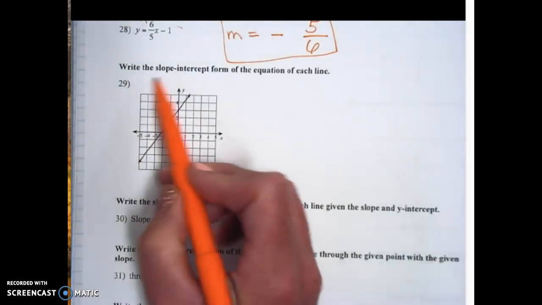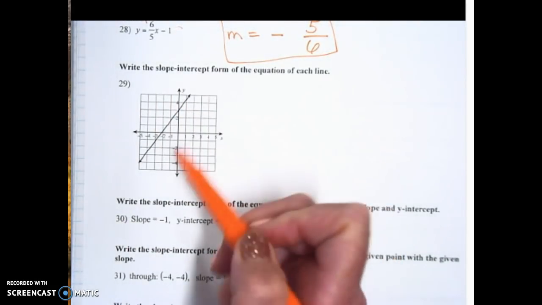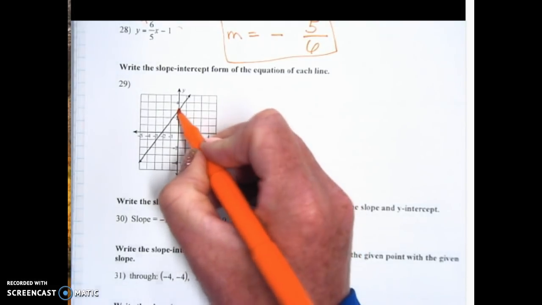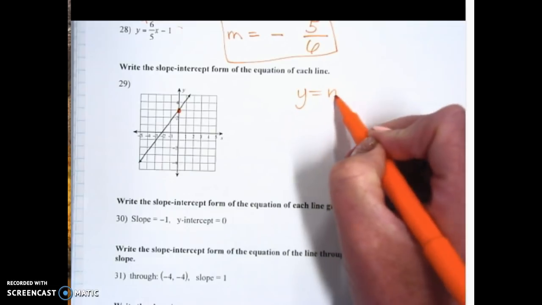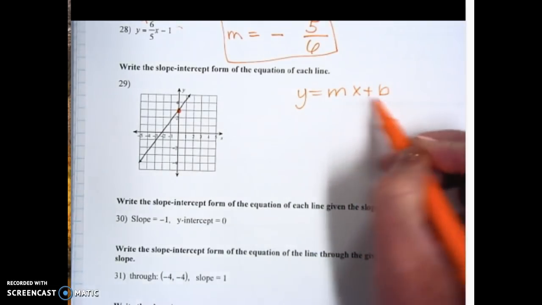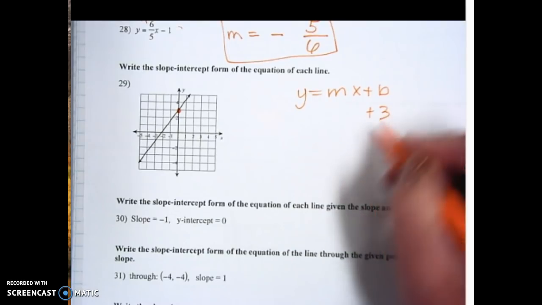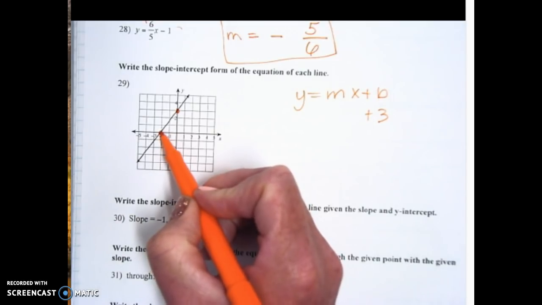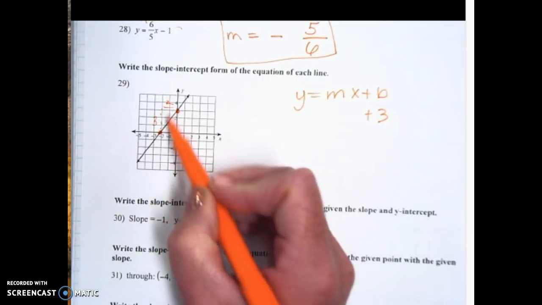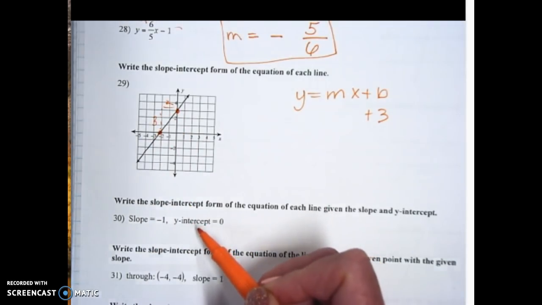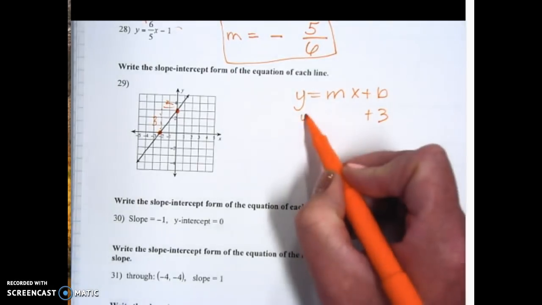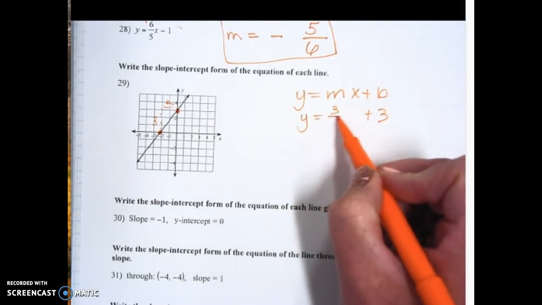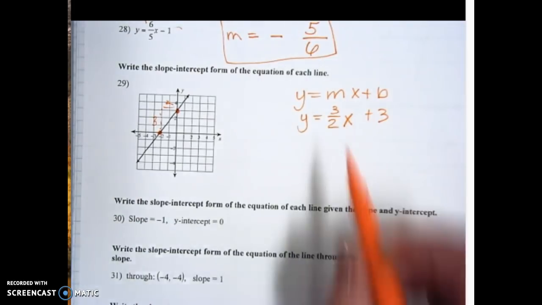Number 29, write the slope-intercept form of the equation of the line. So first you want to see where it's crossing the y-axis. That's the number that's going to go in for b. So that's plus 3. And then you want to count the slope. So the next intersection is right there. So the slope is 1, 2, 3, up 3, and over 2. So this should be y equals 3/2 x plus 3.